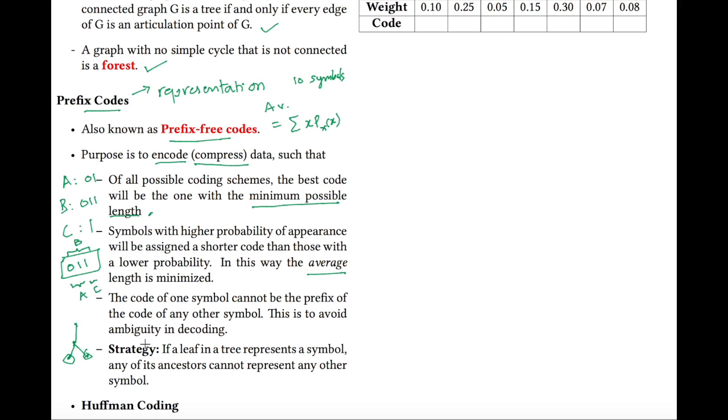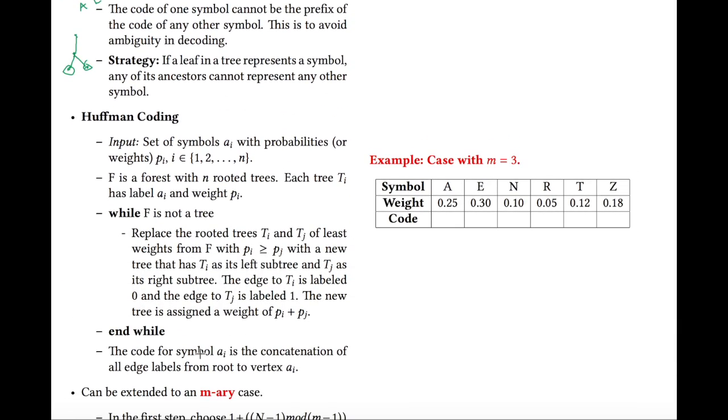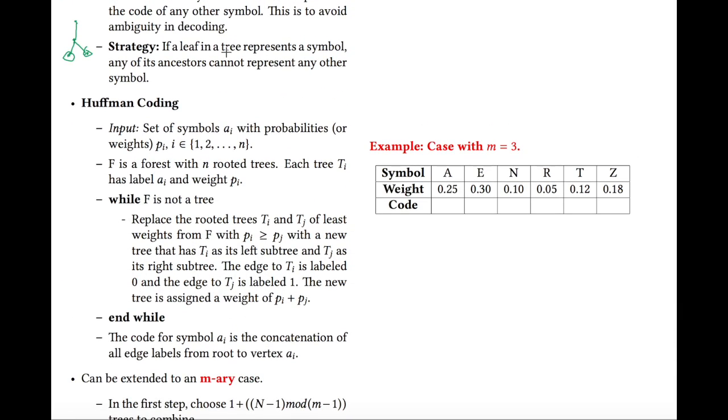Okay, so we'll see what it means in detail when we start doing our example here. This Huffman coding example is exactly based on this kind of strategy: that higher probabilities correspond to lower length, and all symbols are represented by leaves, and no internal vertex is represented by a symbol.